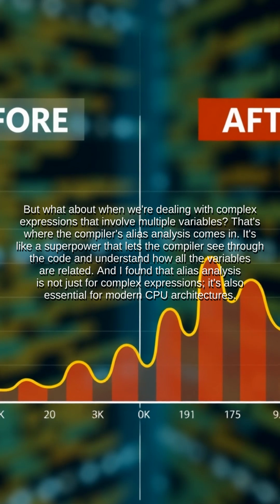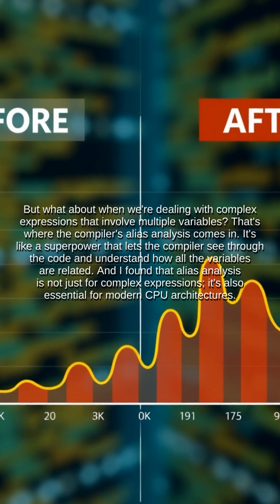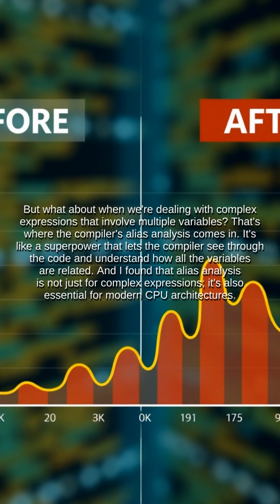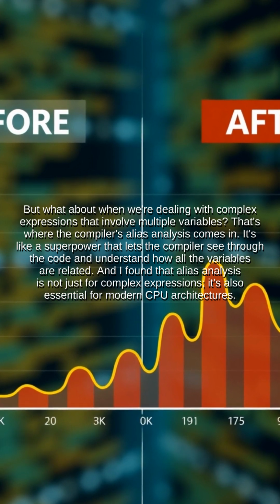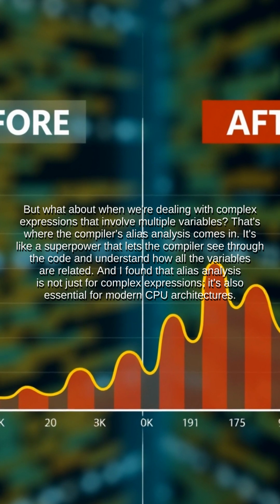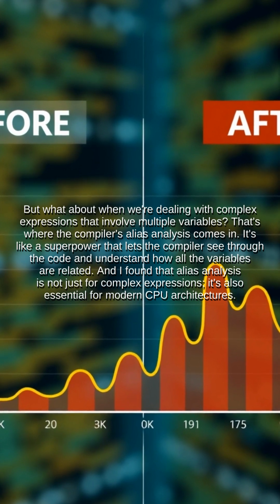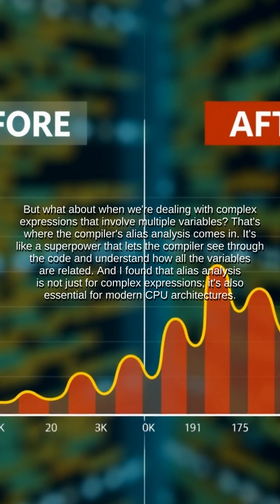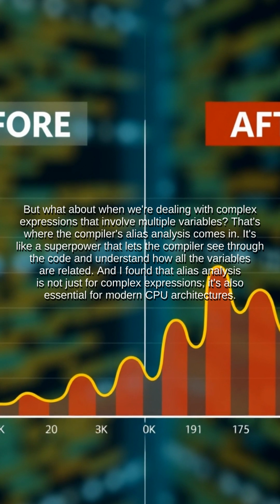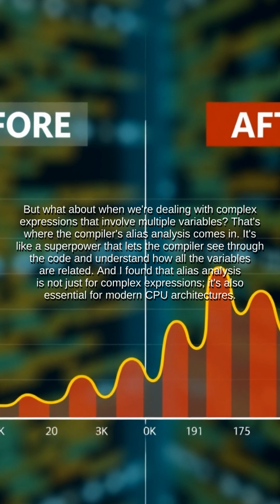But what about when we're dealing with complex expressions that involve multiple variables? That's where the compiler's alias analysis comes in. It's like a superpower that lets the compiler see through the code and understand how all the variables are related. And I found that alias analysis is not just for complex expressions, it's also essential for modern CPU architectures.